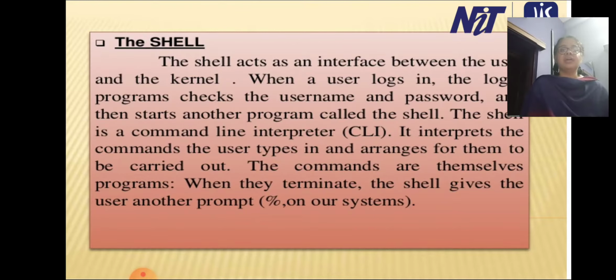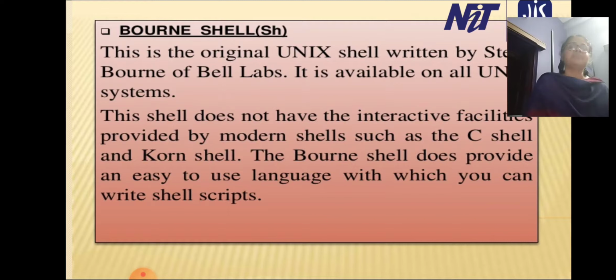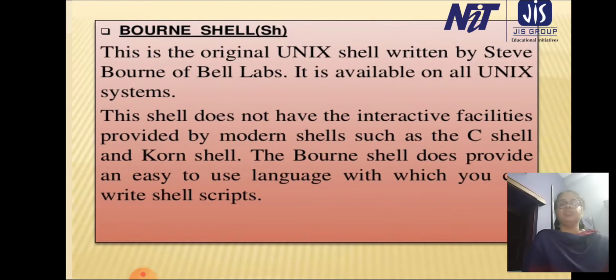Now we can say that there are two types of shell, Bourne shell and C shell. Let us first learn about the Bourne shell. The Bourne shell is the original Unix shell written by Steve Bourne of Bell Labs. It is available on all Unix systems. It was written by Steve Bourne at AT&T Bell Labs. It is the original Unix shell. It is faster and more preferred.